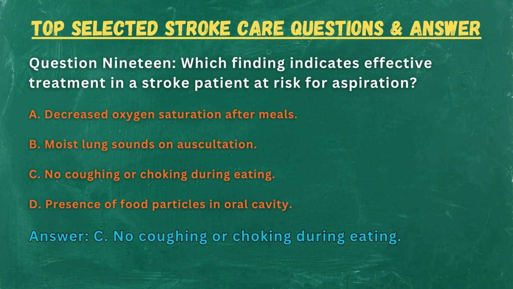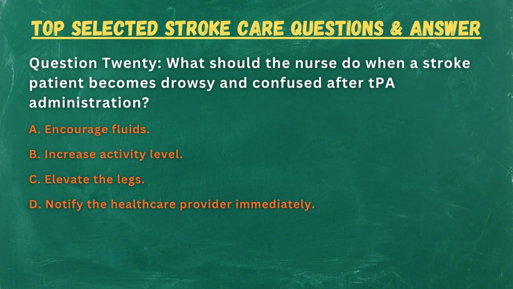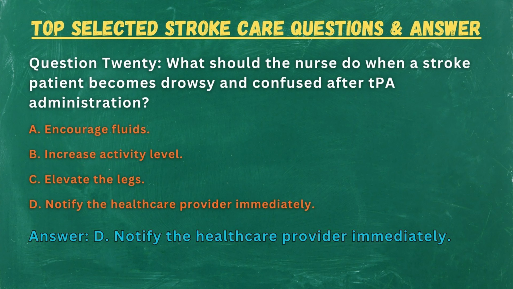Answer. C. No coughing or choking during eating. Question 20. What should the nurse do when a stroke patient becomes drowsy and confused after TPA administration? A. Encourage fluids. B. Increase activity level. C. Elevate the legs. D. Notify the healthcare provider immediately. Answer. D. Notify the healthcare provider immediately.